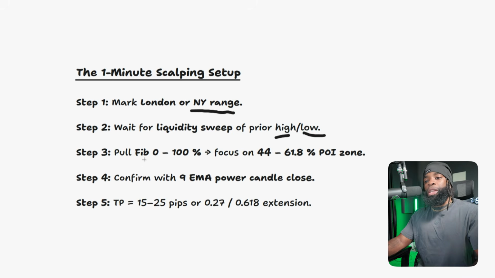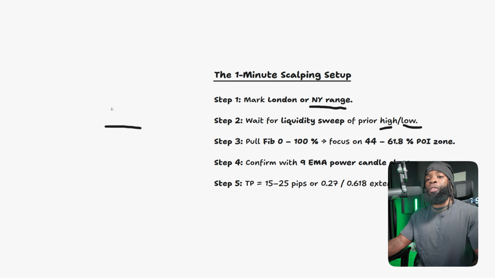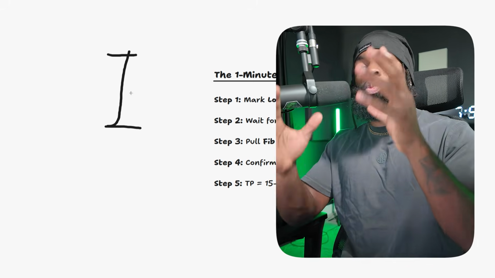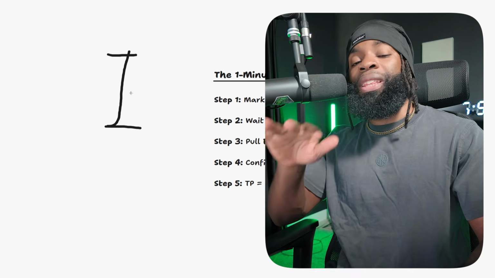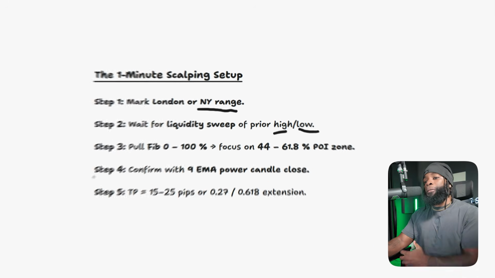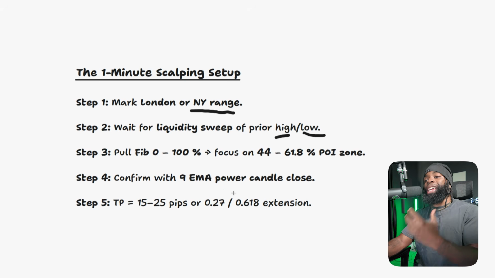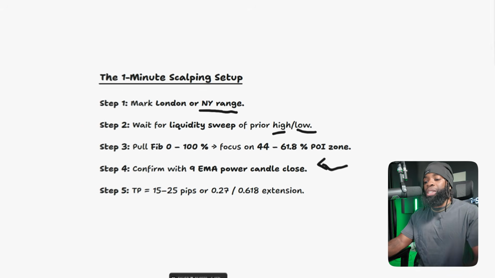Pull your fibs. And when you pull out your fibs, you want to draw it from the 0 to 100%, meaning you want to draw it from the beginning of the range to the end of the range, meaning you want to draw it from the beginning of the trend, whether it's going up or whether it's going down. And that is what's going to be the most important thing that you need to follow when dealing with this strategy. And then with step 4, you want to confirm with the 9 EMA power candle close. Let's talk about what this looks like in the charts.